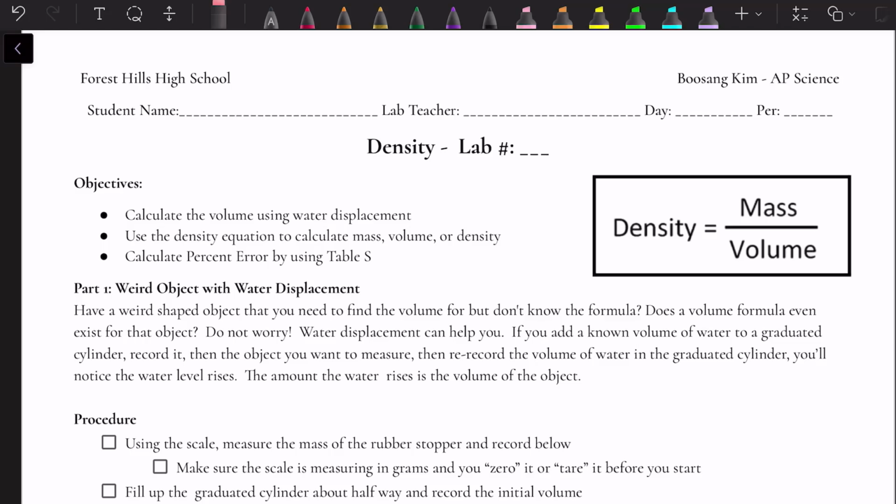Everybody, welcome back. This is another lab walkthrough video, and this time we're going to be talking about the density hands-on lab. So our objectives of this lab are to calculate volume using water displacement, use the density equation to solve for either mass, volume, or density itself, and to calculate percent error using table S.